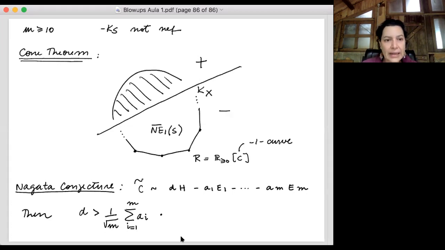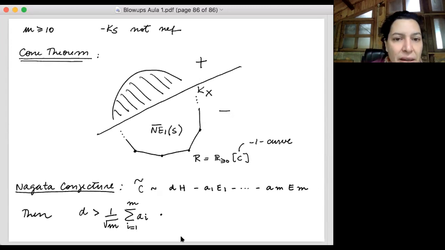When Nagata stated this conjecture, he proved it in the case where the number of points is a perfect square, and so in this case this inequality is verified. But in general, it is still an open problem to show this condition here.